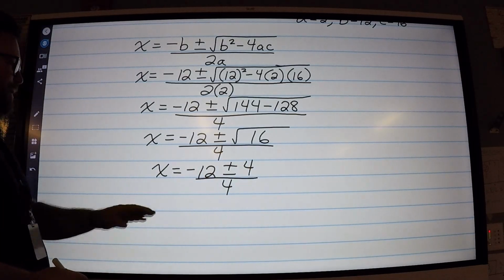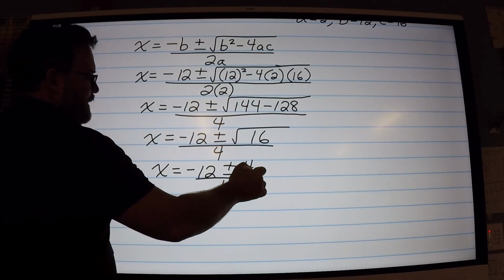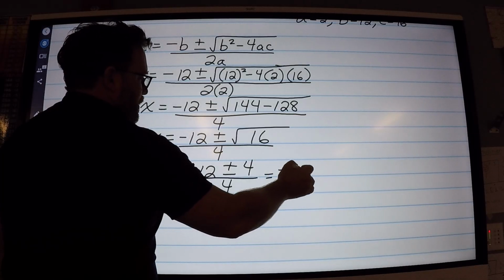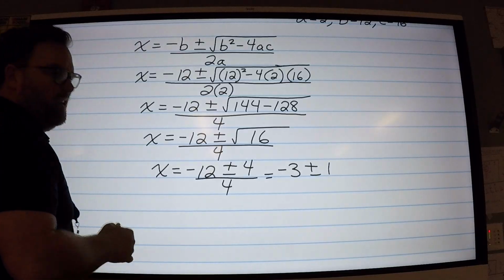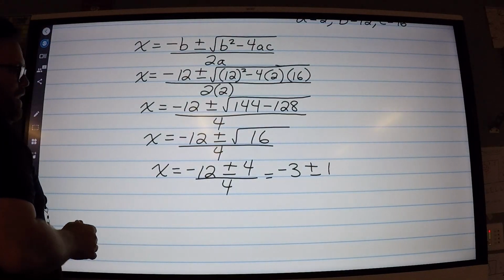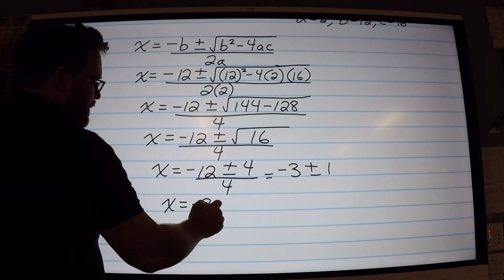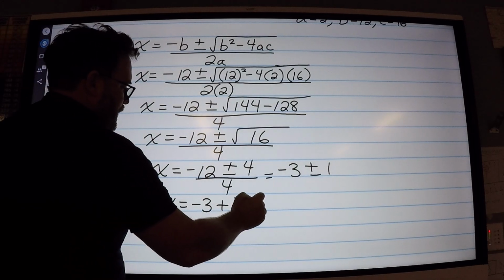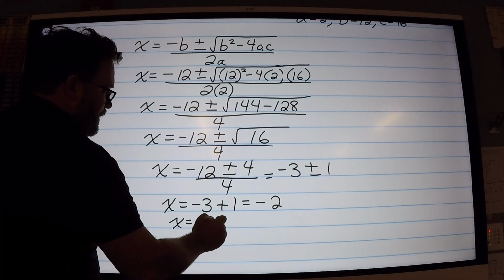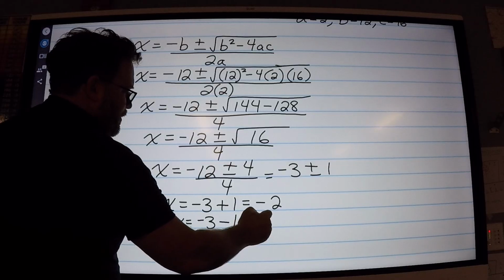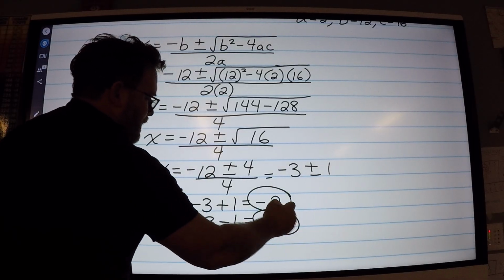Now here, notice 12, 4, and 4 are all divisible by 4. So we could rewrite this as negative 3 plus or minus 1, all over 1. We don't really need to write the all over 1. So our two solutions are x equals negative 3 plus 1, so negative 2, and x equals negative 3 minus 1, so negative 4. So our two solutions are negative 2 and negative 4.